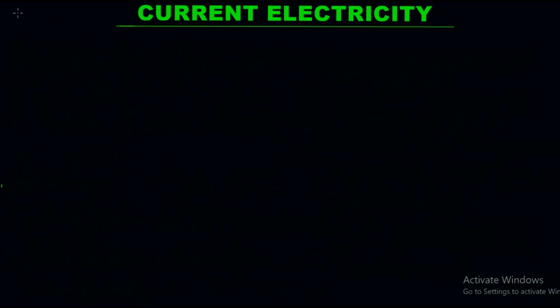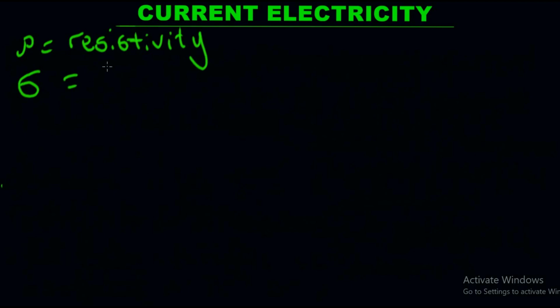Okay, so we also have the conductivity of a material, just as we discussed resistivity. Conductivity is the reciprocal of resistivity. We said resistivity is represented by this symbol, rho. So resistivity is represented by this symbol, and conductivity is the reciprocal of this resistivity, represented by this symbol.